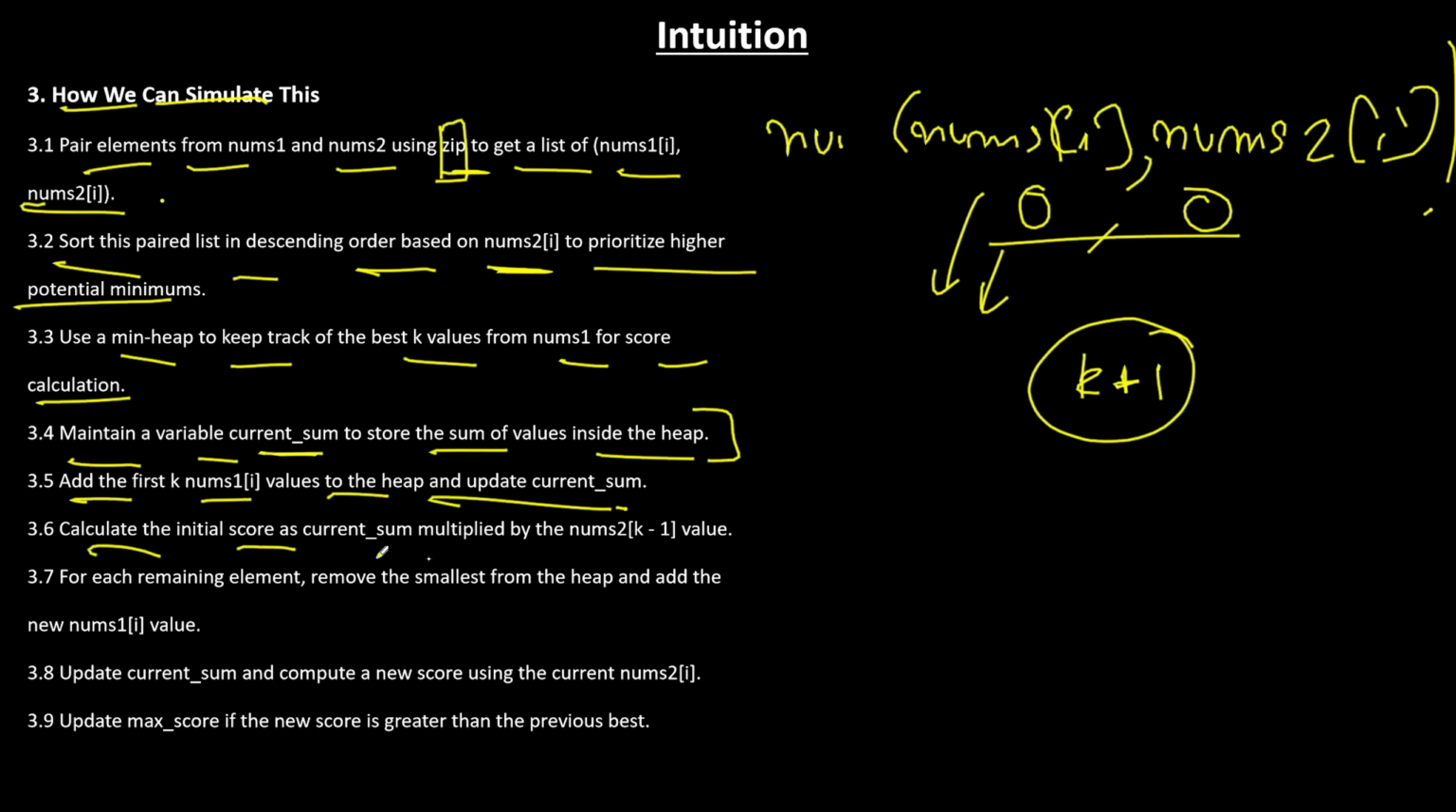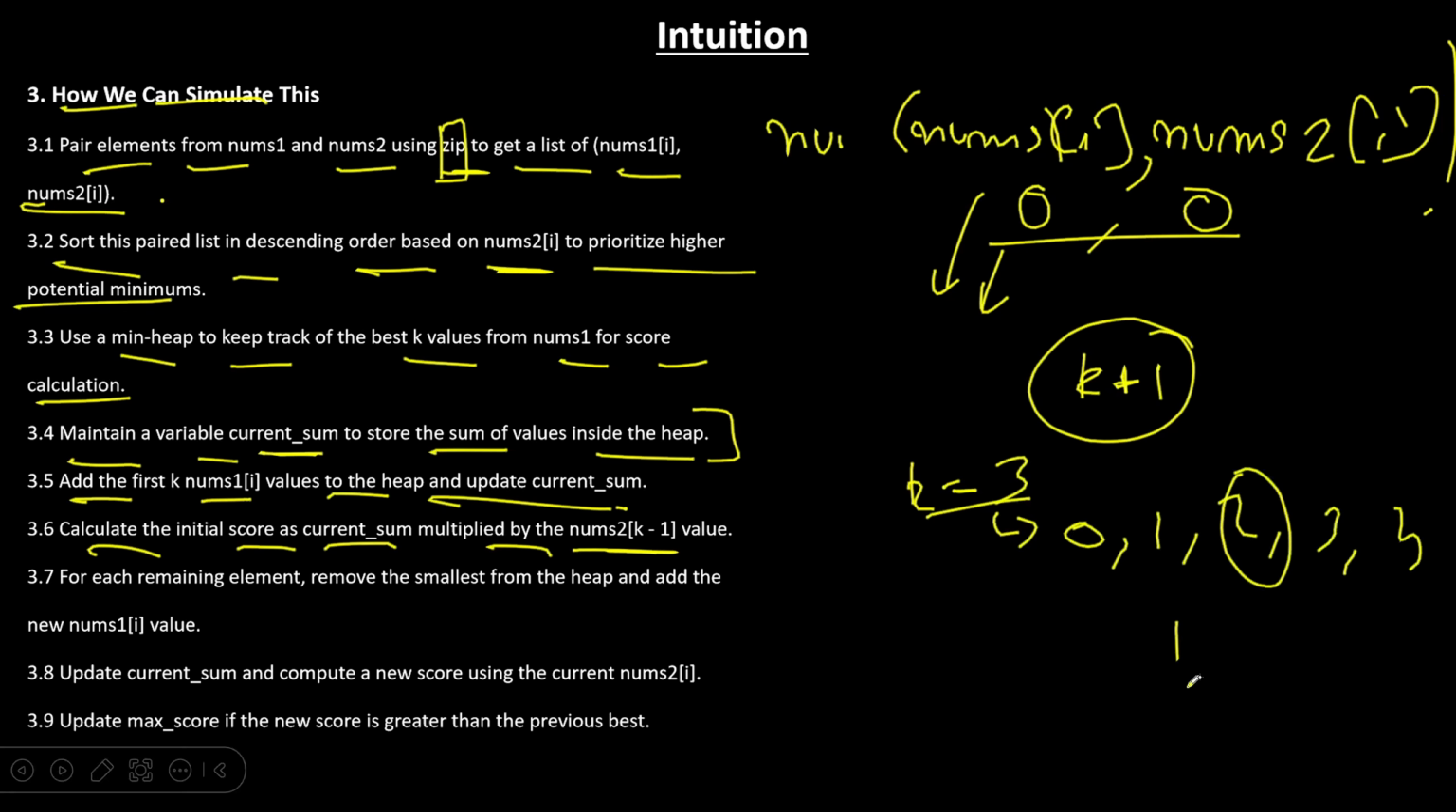So it makes our work easier. We calculate the initial score as the current sum multiplied by nums2[k minus 1]. This is basically, if k is 3, index wise the values will be 0, 1, 2, 3, 4. So if k is 3, then the index will be 2, right? So if we do k minus 1, we get 2. So in nums2, since it is sorted in descending order, we will directly get the value at the second index.